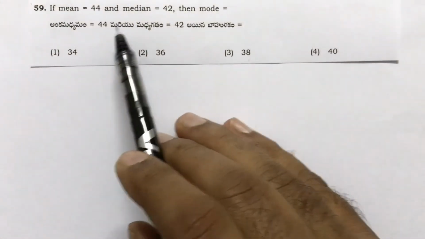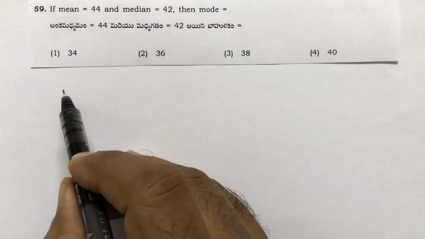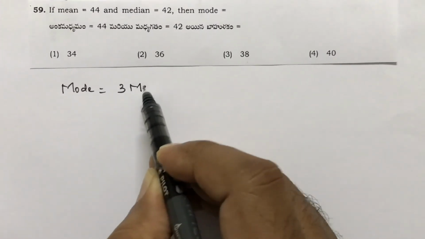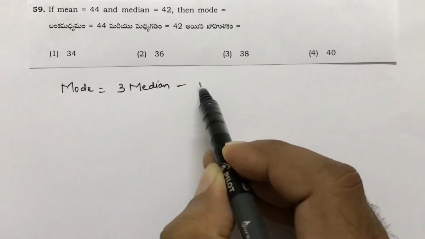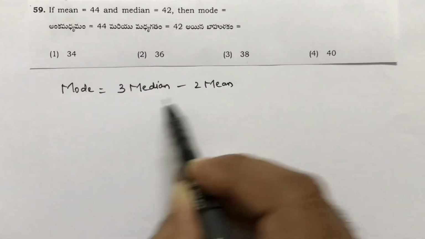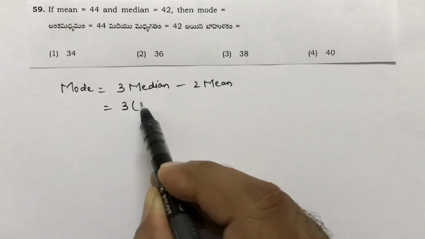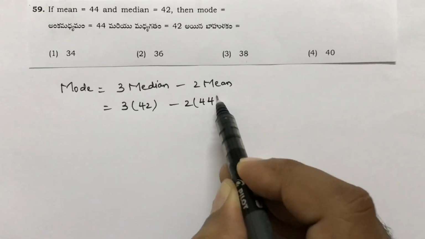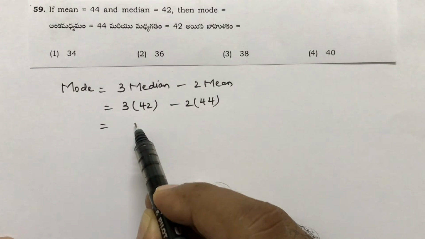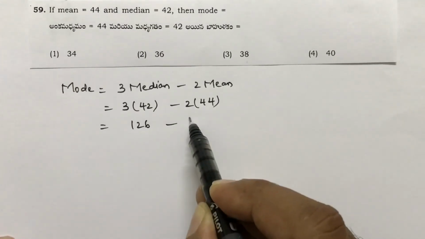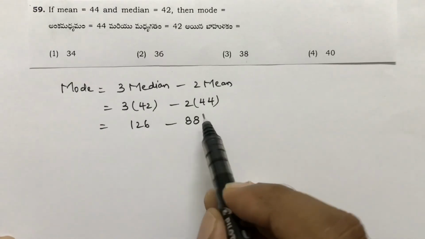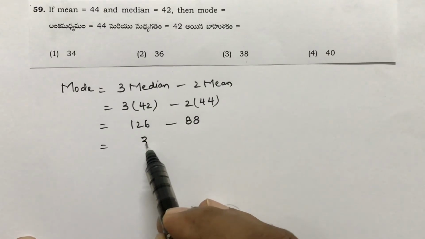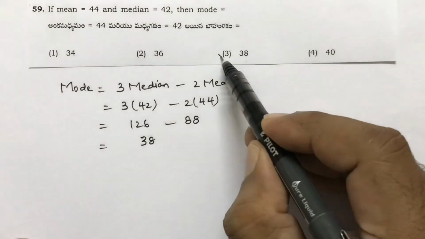If the mean is 44 and the median is 42, then the mode? Here we have a formula for the relation between mean, median and mode: mode equals 3 median minus 2 mean. So 3 times the median, which is 42, minus 2 times the mean, which is 44. 3 times 42 is 126, minus 88, will be 38. So the correct option is 3.